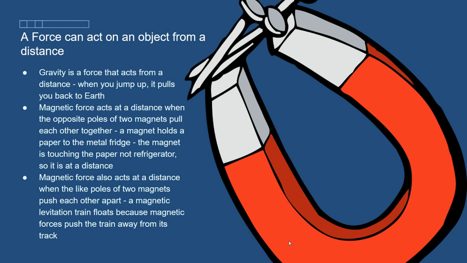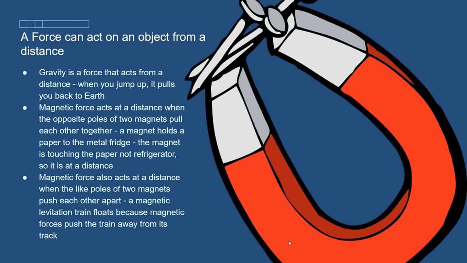The magnetic force acts at a distance when the opposite poles of two magnets pull each other. If you take magnets and you hold them close to each other, but you don't have them touching, you can start to feel them wanting to pull each other. If you turn one around, and you have both of the same poles facing each other, you can literally feel the magnets trying to push each other away.